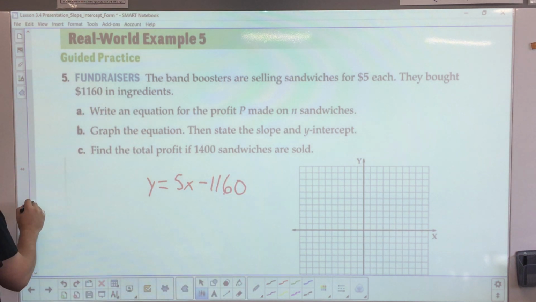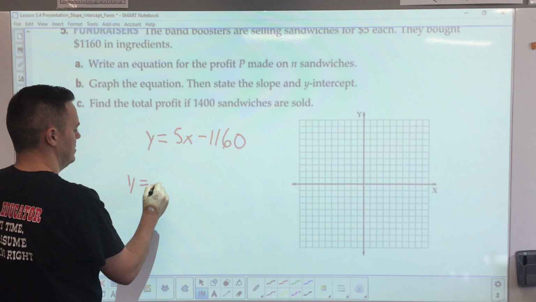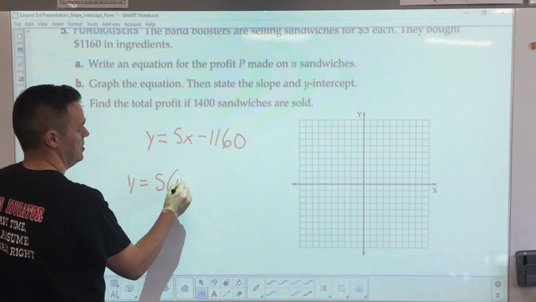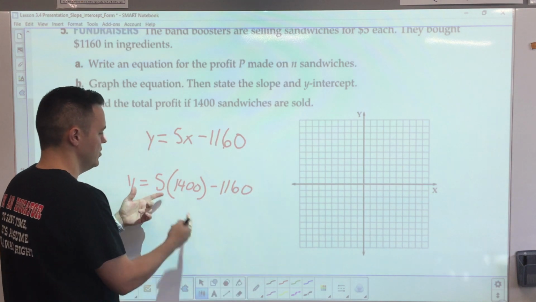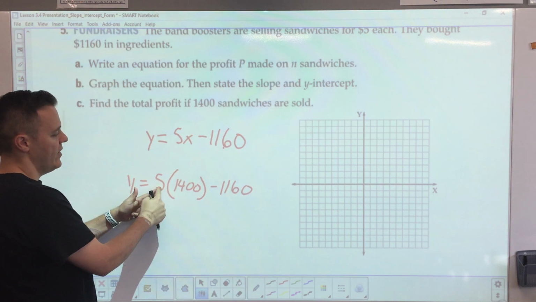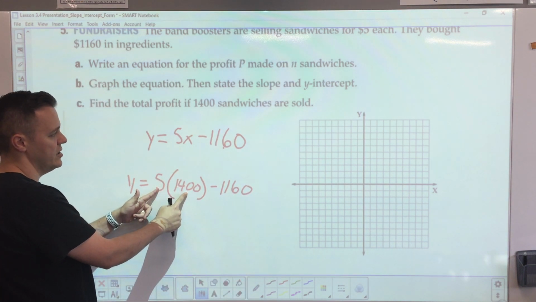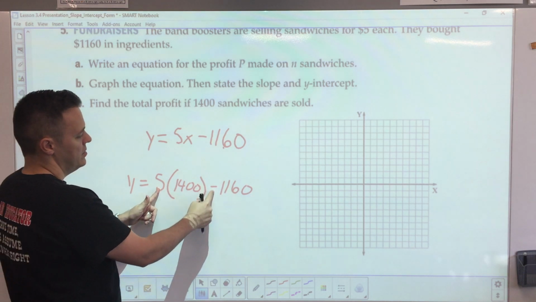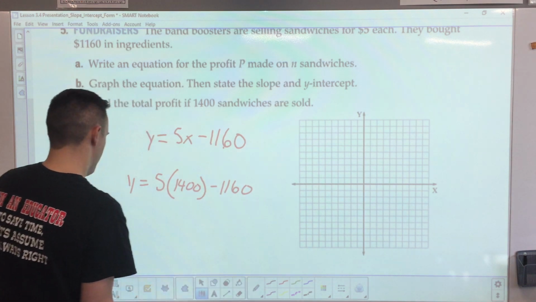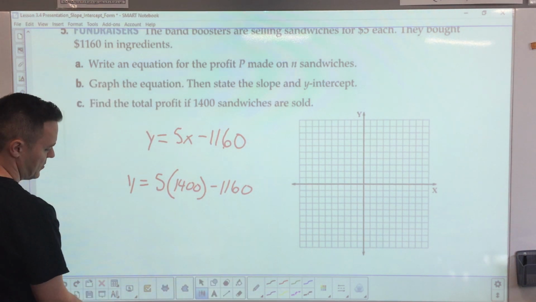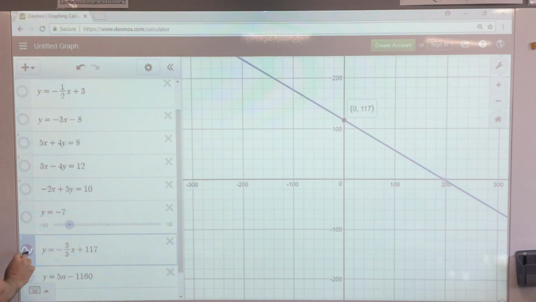So you can put this in a new equation. Minus, okay, then you would type this out in the calculator. 5 times 1,400. Get that answer, subtract 1,160 because that's how much you spent. You get your profit. I am, ladies and gentlemen, going to attempt to do this on Desmos.